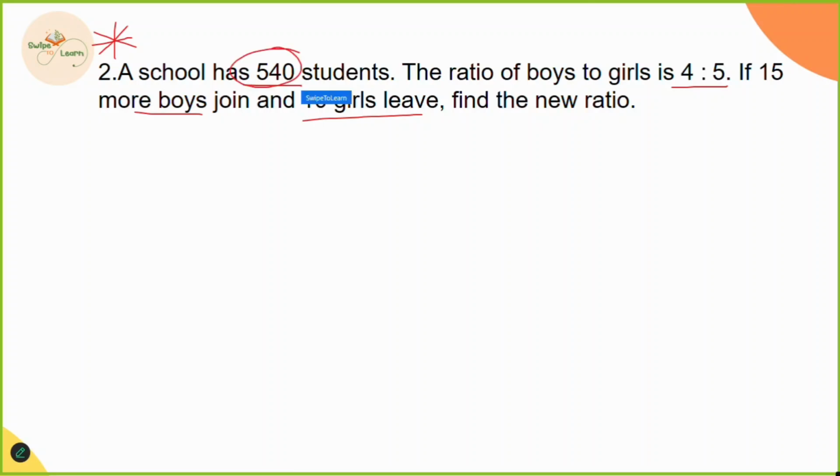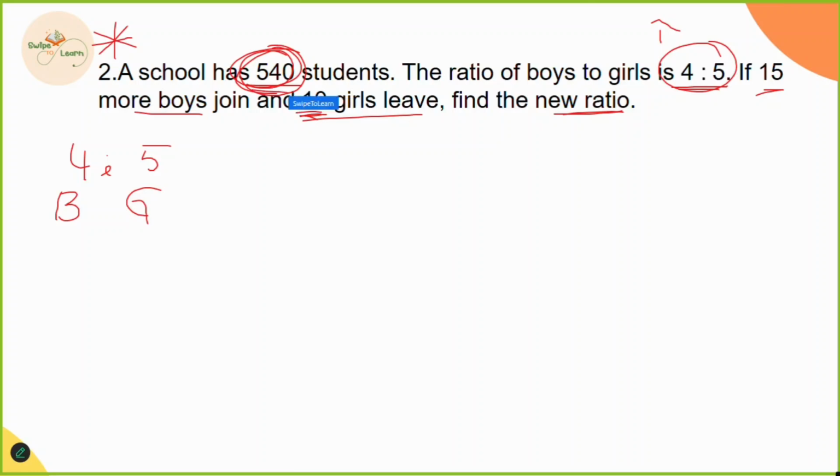They gave a total number of students and an initial ratio. Along with the ratio, they give two values, and they're asking us to find a new ratio. First, let's write down what's given. The ratio of boys and girls is 4:5, and they've also given us the total number of students. Based on this total, we can easily find the number of boys and girls.